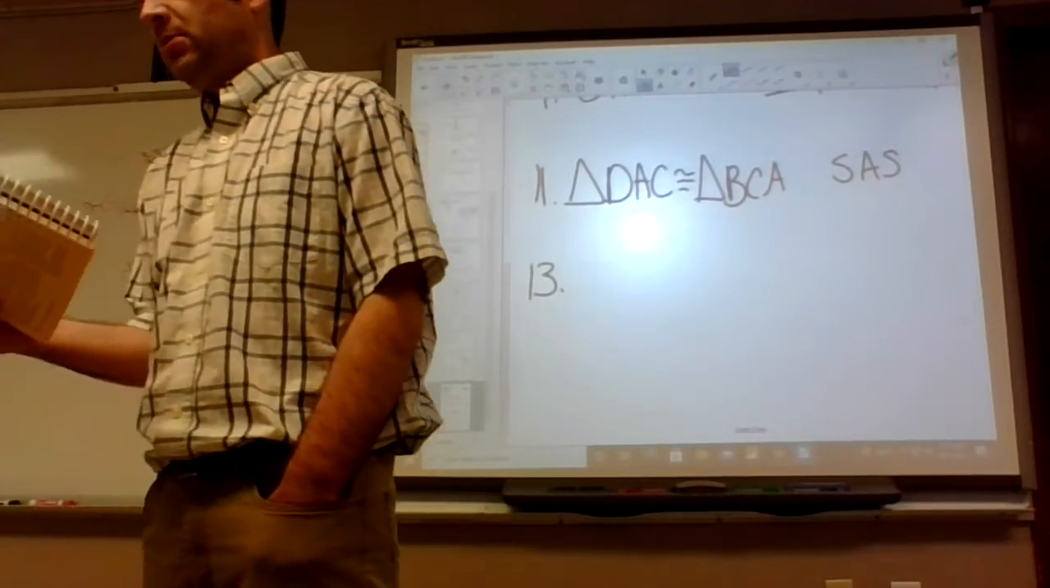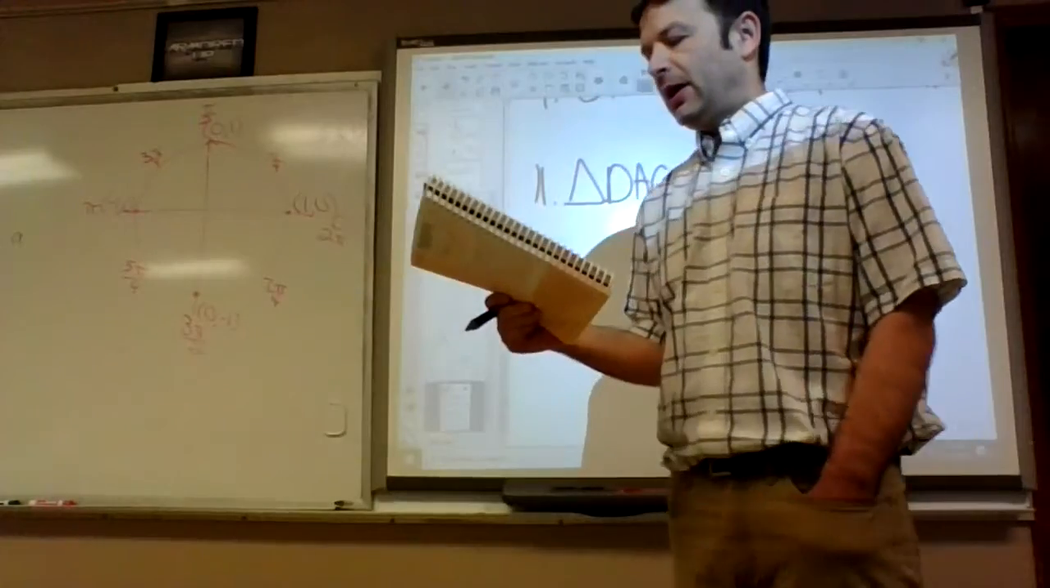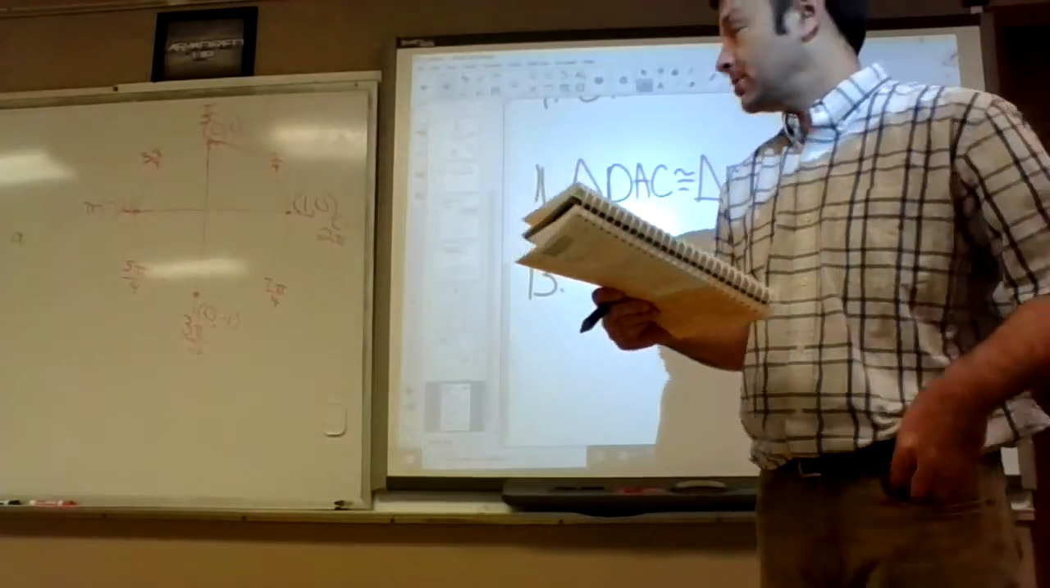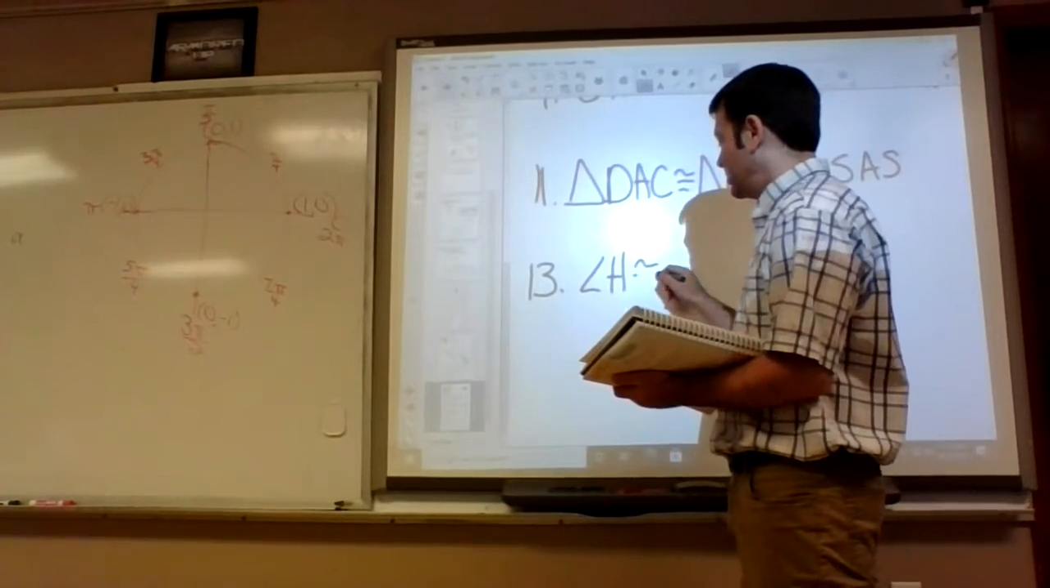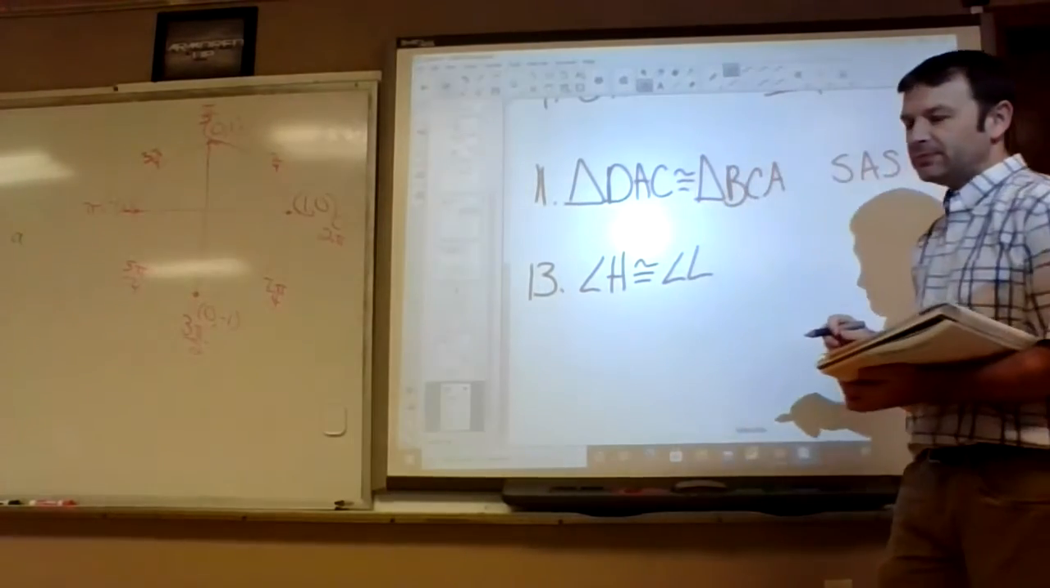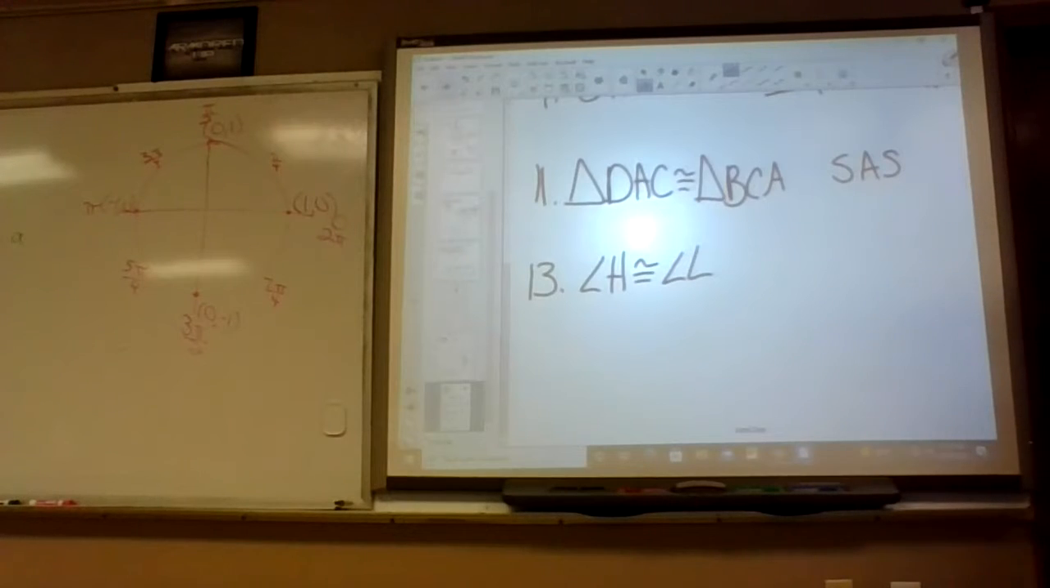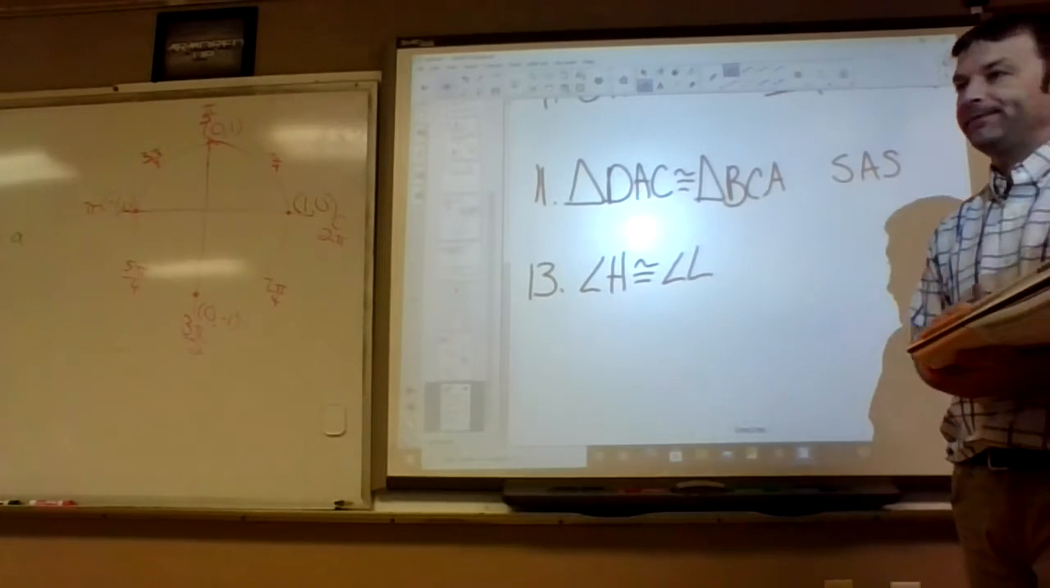Angle H and angle L. Okay, yeah. Angle H is congruent to angle L would be enough. You guys know why? Yeah, because it would be between those two sides and then we could use side angle side.